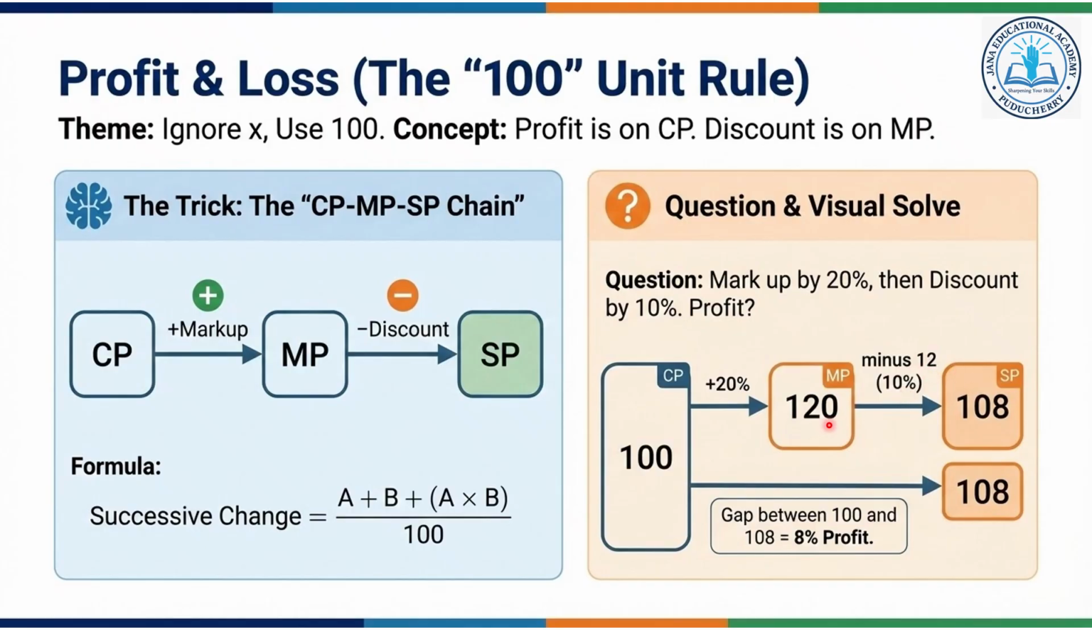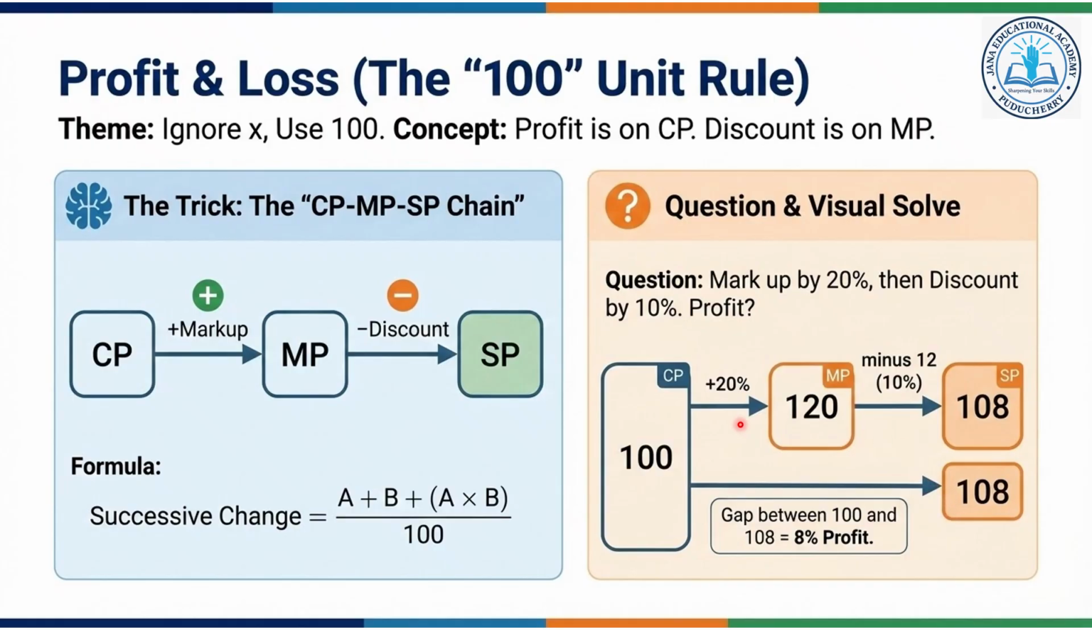So if you subtract the 12 from this price, that is the discount, so the selling price becomes 108. What is the cost price here? The cost price is 100. Now I am selling the product for a particular price, 108. What is the difference between the cost price and the selling price? It is nothing but 8. It means I am getting 8% profit.